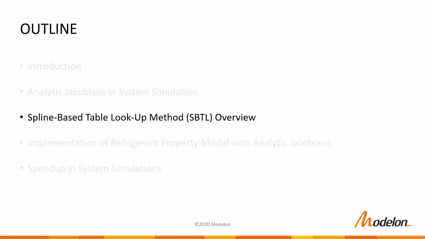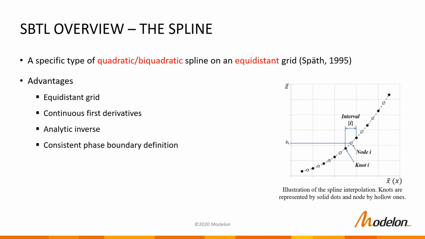Now let's switch gear to the spline-based table lookup method. The spline-based table lookup method, or SBTL, takes advantage of a specific type of quadratic spline on an equidistant grid. A 1D example is shown on the right here. Each piece of the spline goes through a data point, called the node, and two neighboring pieces join smoothly together at the knot.